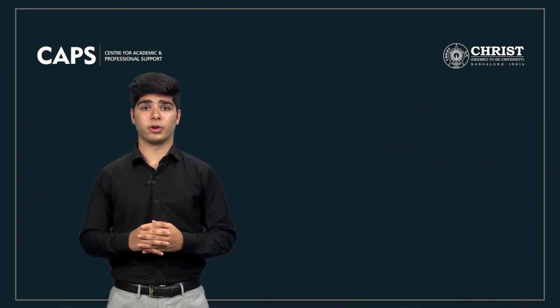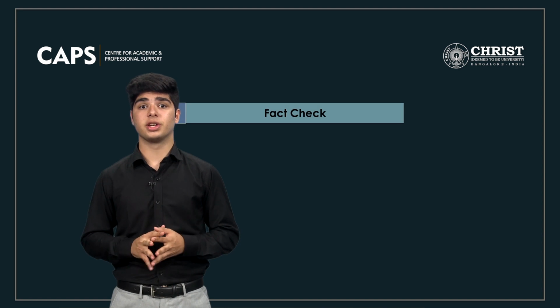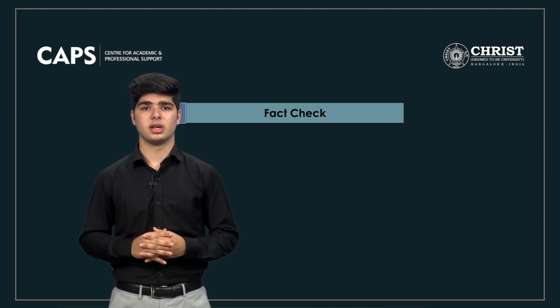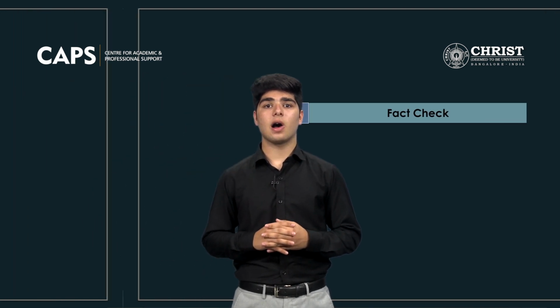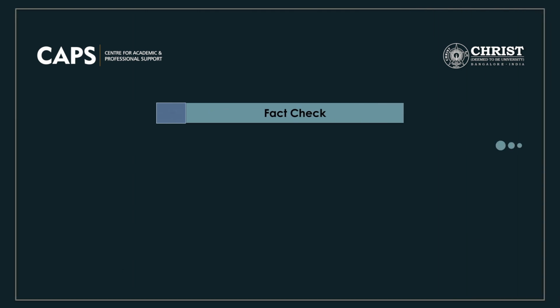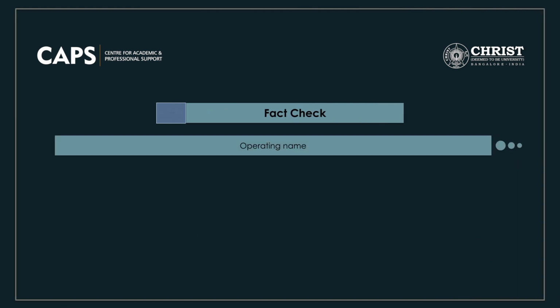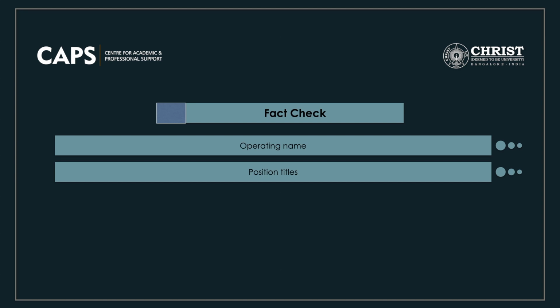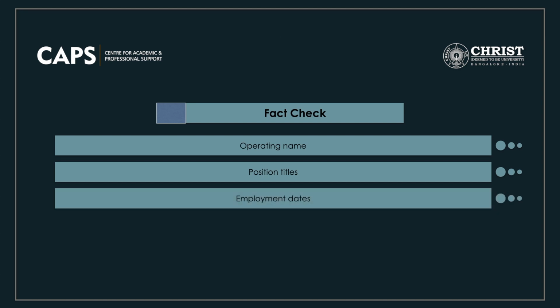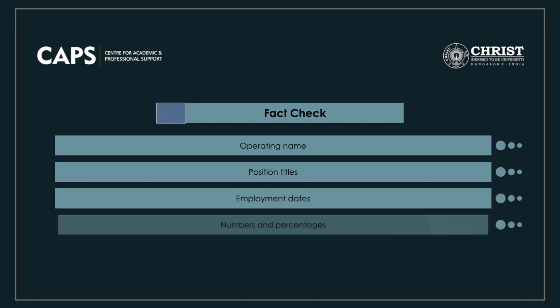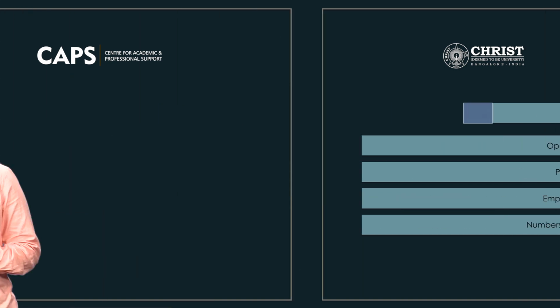In the third read of your resume, pay close attention to the facts which you have mentioned. As you are checking your facts, ask yourself these questions. Are the companies you worked for still operating under the same name? Are they still located in the same city? Are your position titles accurate? Are your employment dates correct? Are all of the numbers and percentages you use to describe increments, quotas, budgets, savings and achievements reasonably accurate?